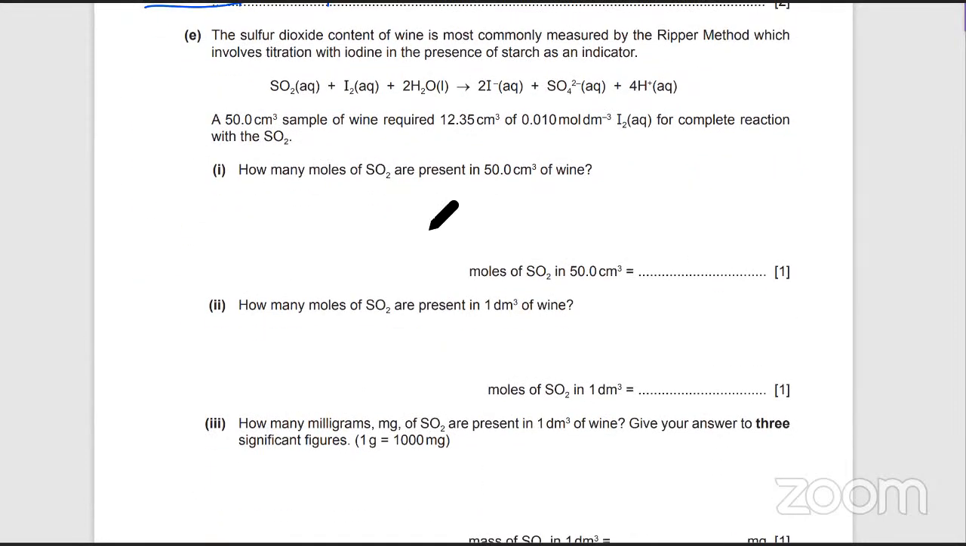Okay? So the moles question. You've got this reaction. He's saying that a 50 cm cube sample of wine requires this much concentration for complete reaction with SO2. How many moles of SO2 are present in 50 cm cube of wine? So first thing, how many moles of iodine do you have? Calculate the moles. Concentration times volume, that's 0.010 times 12.35.